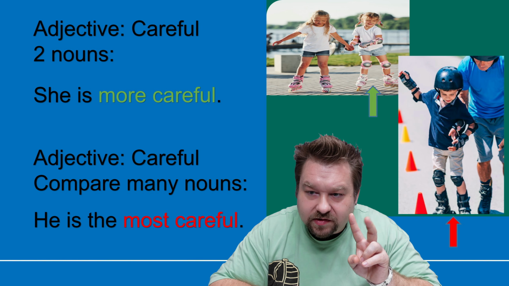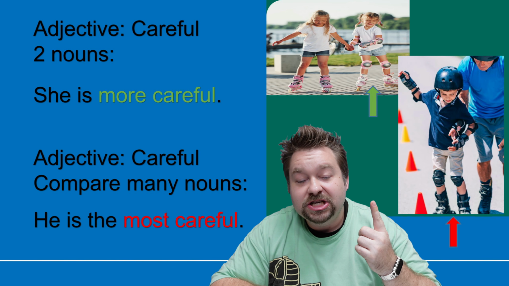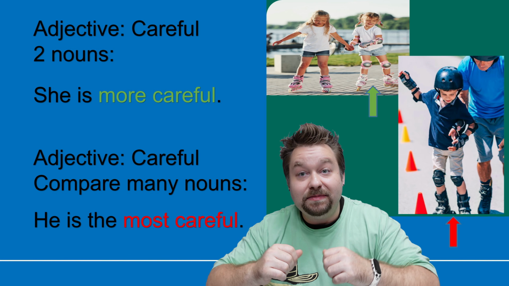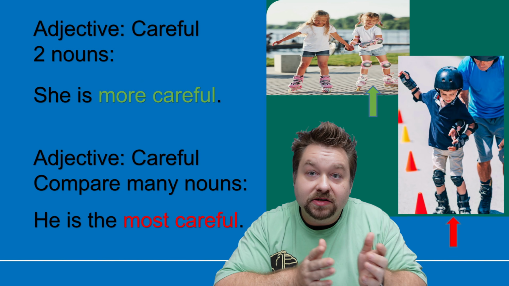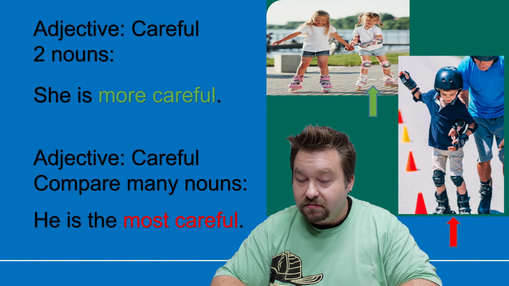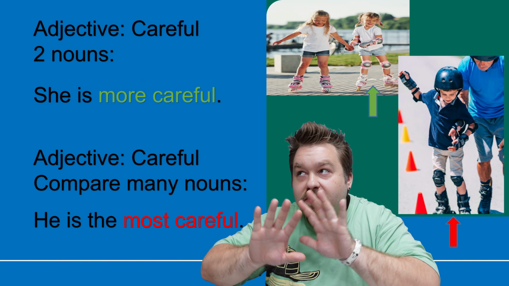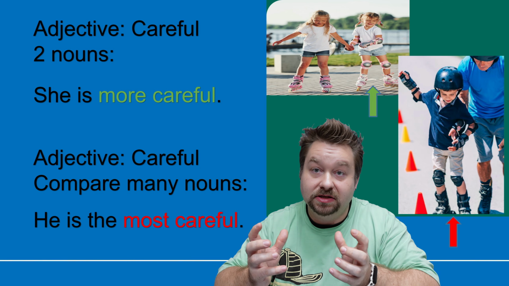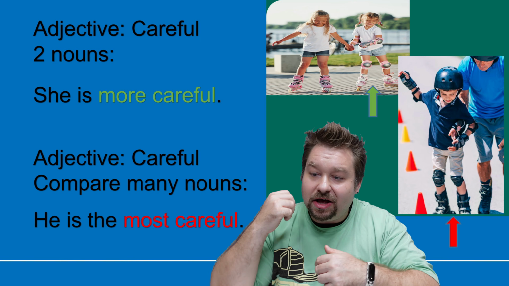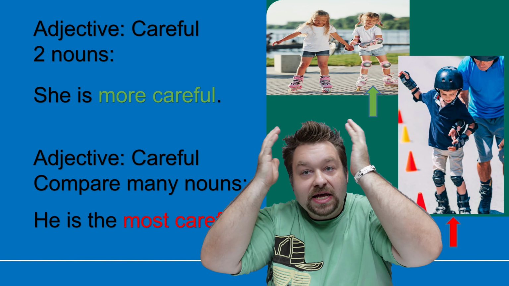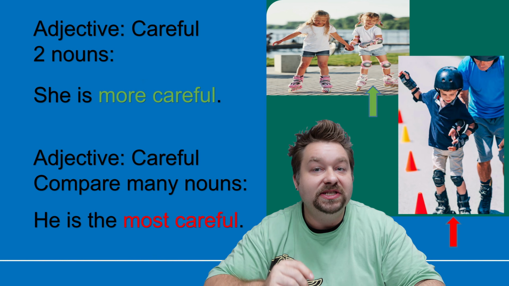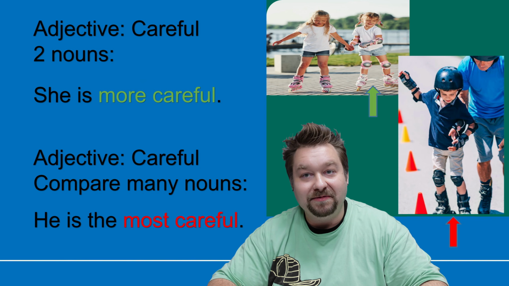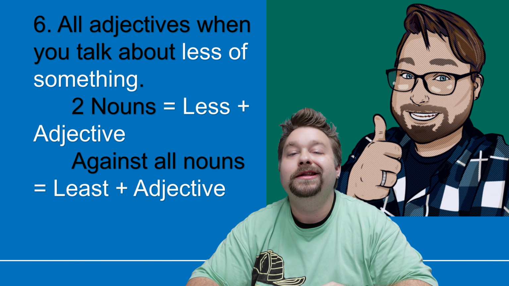So if we do 2 nouns, look at this picture of the 2 girls skating. She is more careful. See, she's got elbow pads and knee pads on. Her friend doesn't. So she is more careful. Okay. But if we look at 1 versus all here, look at the little boy. He is the most careful. He's got knee pads, elbow pads, wrist things. He's got a helmet. He's so careful. He's the most careful of all the children. Okay. Not bad, right? Now let's look at number 6.